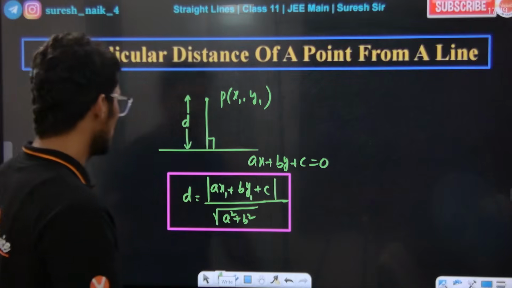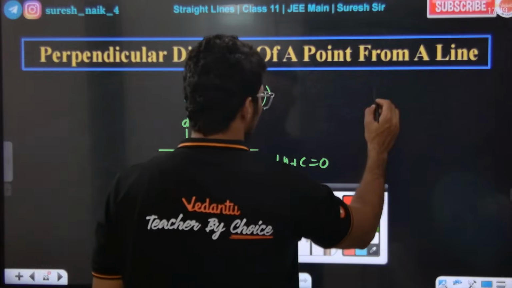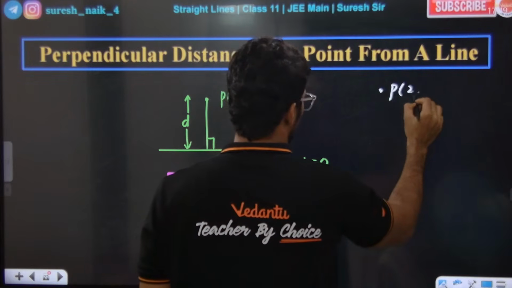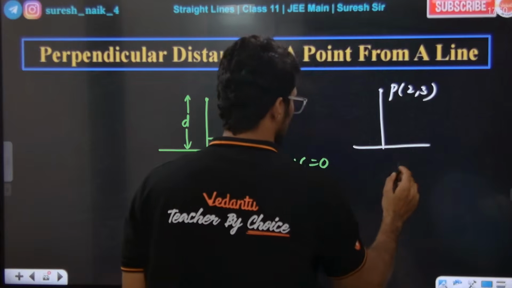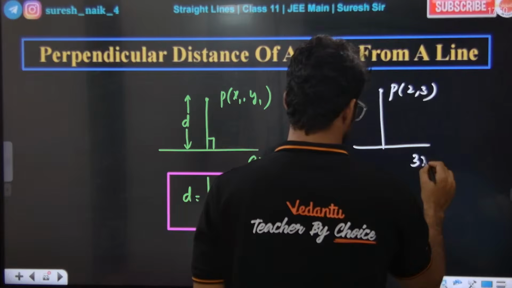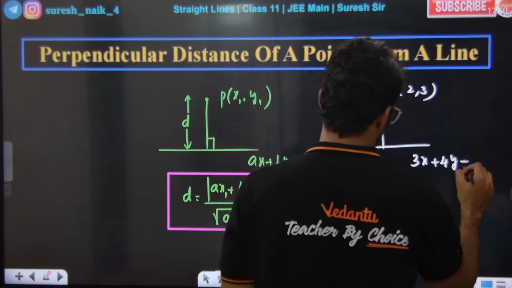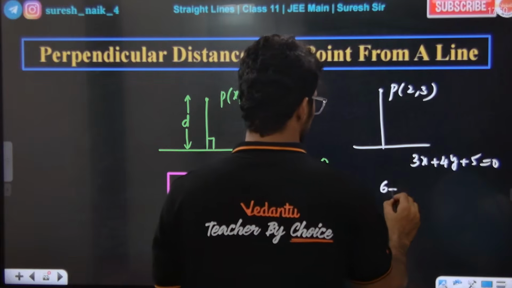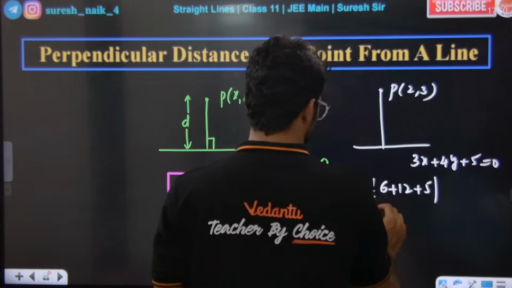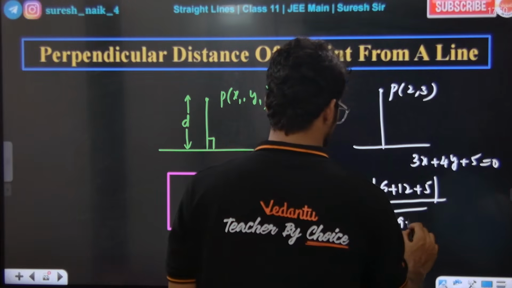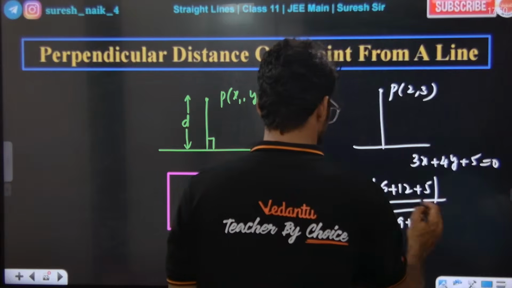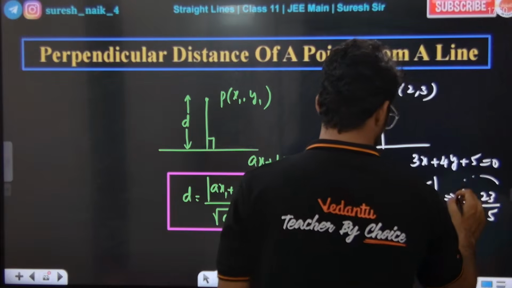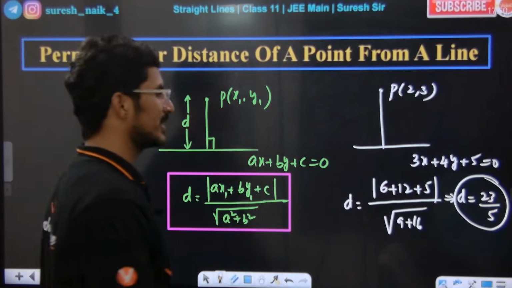So we can take any example. Let's say (2, 3) is a point, and the line is 3x plus 4y plus 5 equal to 0. Distance is 6 plus 12 plus 5 divided by the square root of 9 plus 16. This is equal to the distance, which is basically 18, 23 by 5. This is the distance. This is an example.